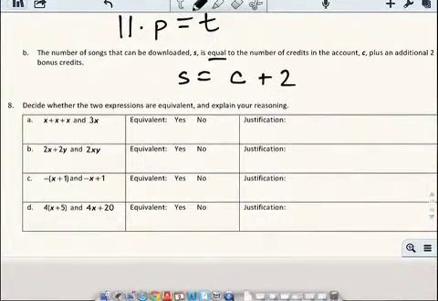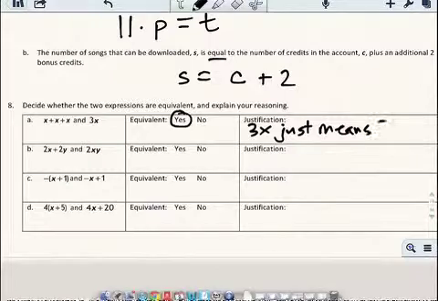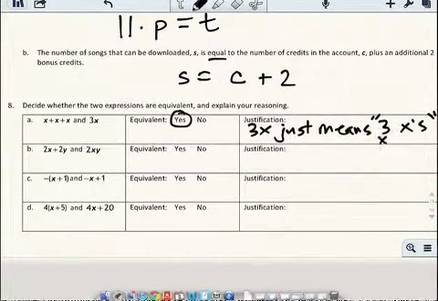Decide whether two expressions are equivalent and explain your reasoning. X plus X plus X and 3X. Yep, those are equivalent, and that's because 3X just means 3 X's. And that's what X plus X plus X is. 2X plus 2Y and 2XY.